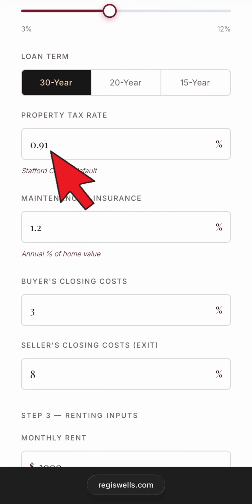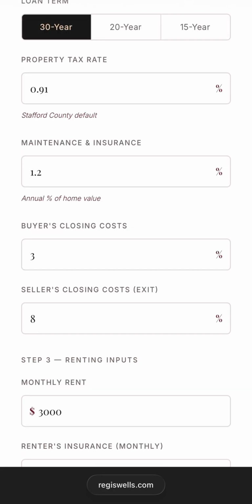The property tax rate tab. This one's also pretty important. Property tax rate defaults to Stafford County, which is where I operate out of frequently. If you're looking in a different county or city, update this to match your local rate. In Northern Virginia, property tax rates typically range from about 0.85 to 1.15%, depending on the jurisdiction. Your county's website will have the exact current rate. If you need more information on where to find that, let me know.